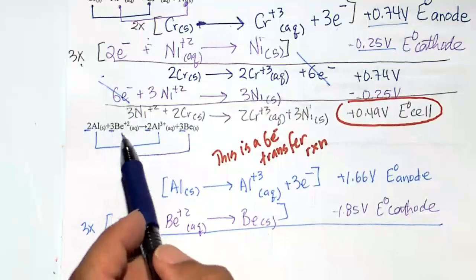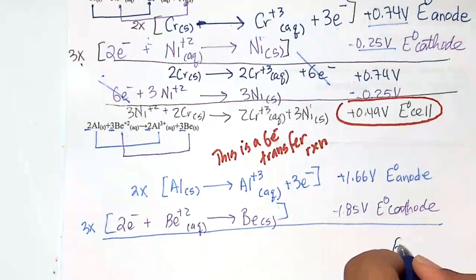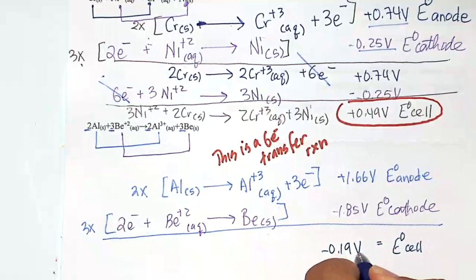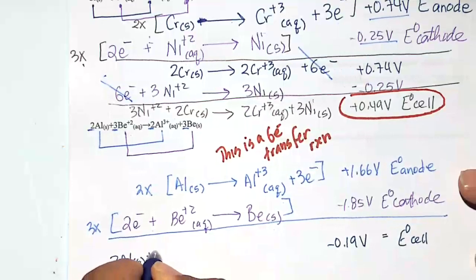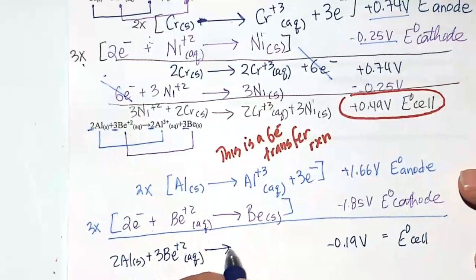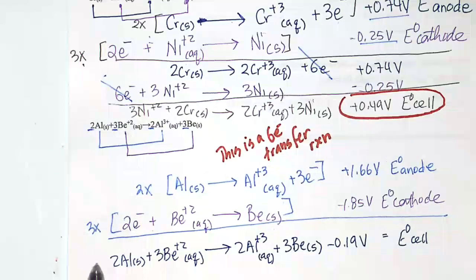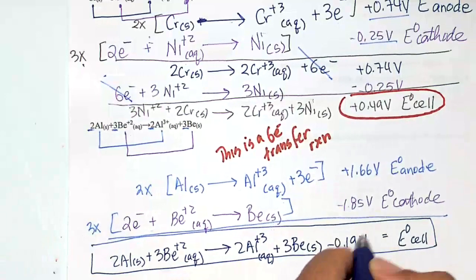So our net reaction is, now you notice I'm going to regenerate this. We broke it down, we built it back up, but what's nice is now I got E cell, which is positive 1.66 minus 1.85, and that's minus 0.19 volts. All right, our net is 2Al solid plus 3Be plus 2 goes to 2Al plus 3 plus 3Be solid. And this is the answer.